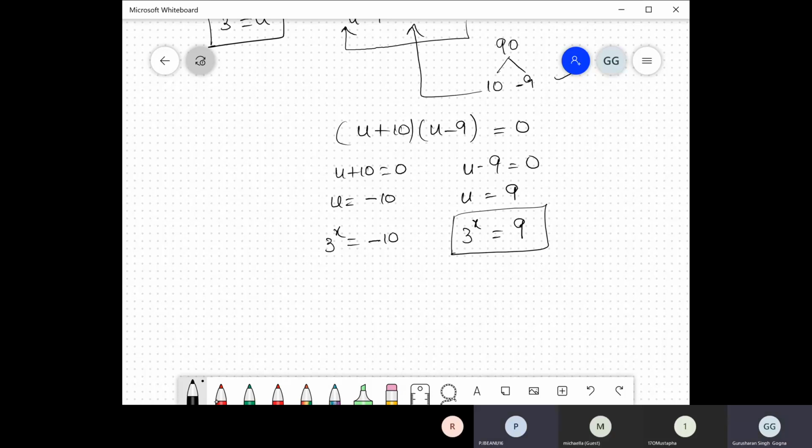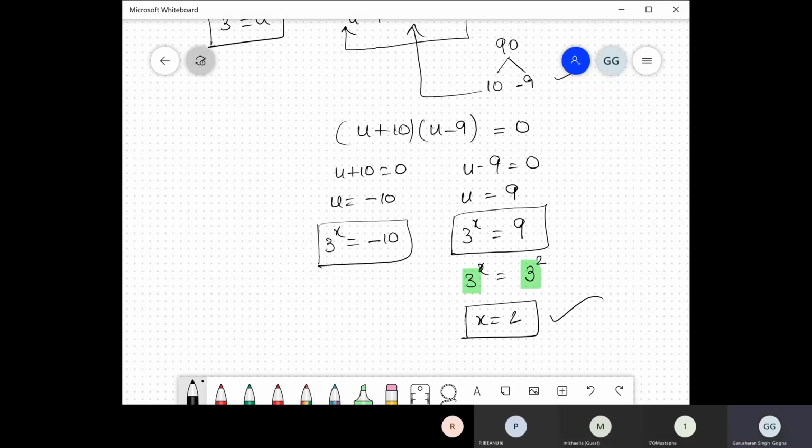Change the 9 base to 3. Exactly. So 3 to the power x, and this should be 3 to the power 2, because the base is 3 here. So this should be 3 as well. So based on that, you can say x equal to 2. We got our first answer, which is x equal to 2. Perfect. What about this one?